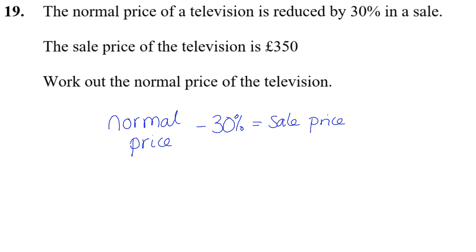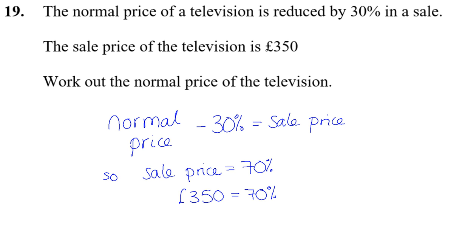Okay, so that sale price is 70% of the normal price. So we've got £350 is 70%. And all we have to do is get back to 100%. Okay, so £350 is 70%. Now, 70 doesn't go into 100, so I'm going to have to have a middle step in between so that I can get to 100%.